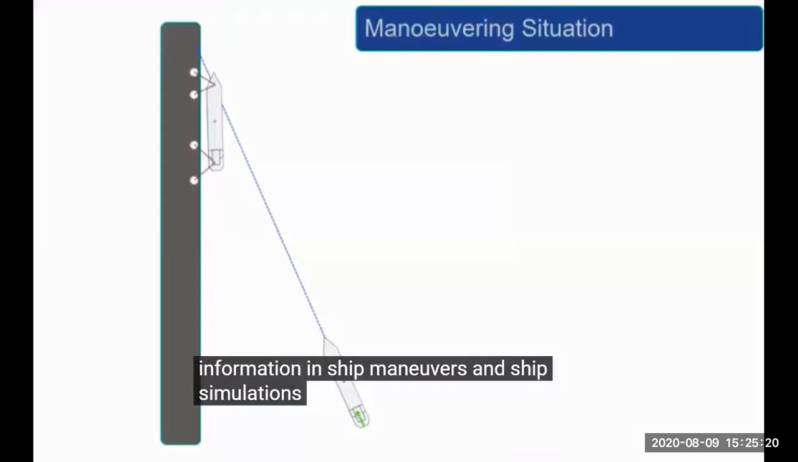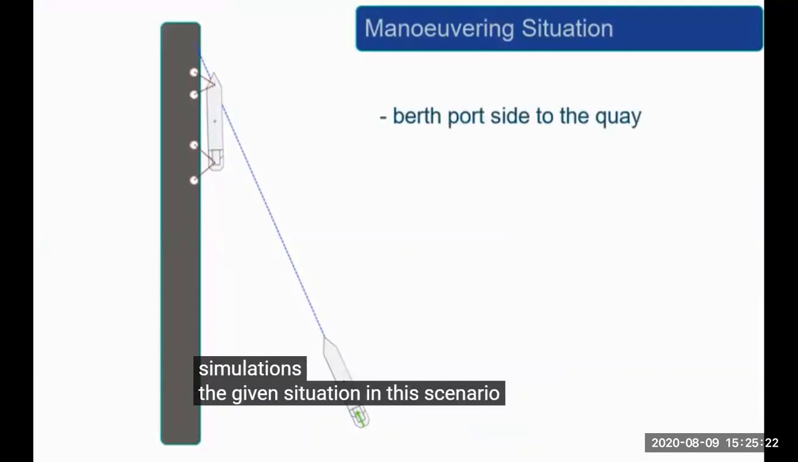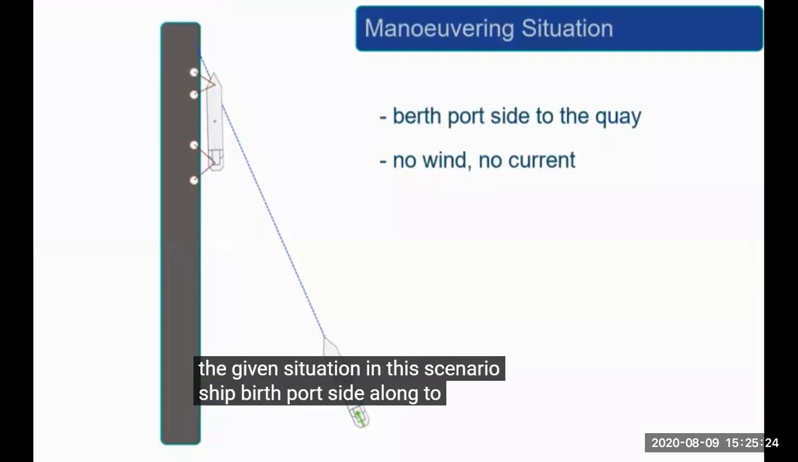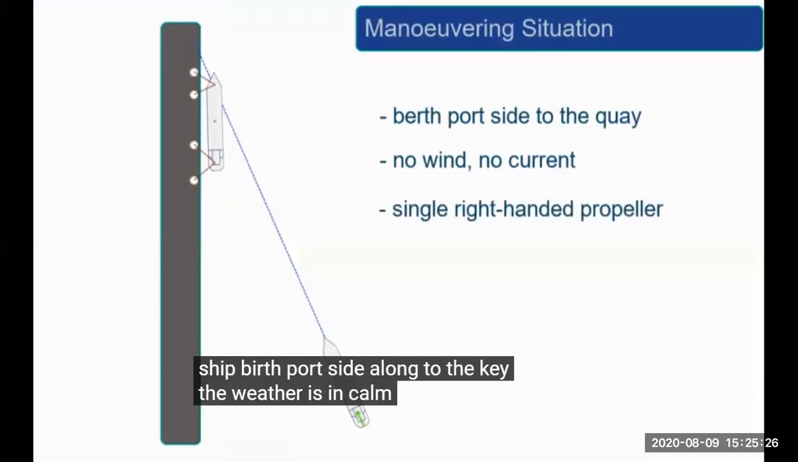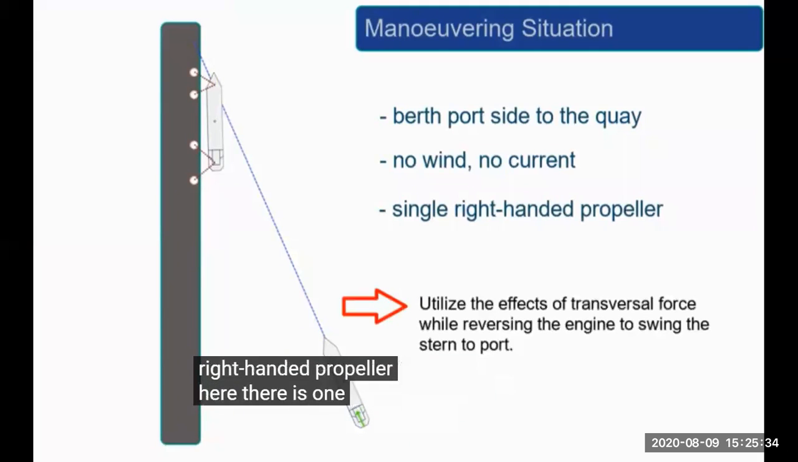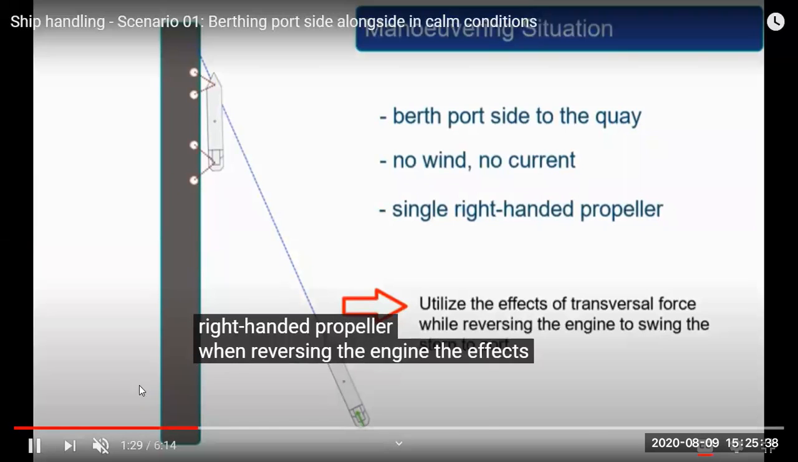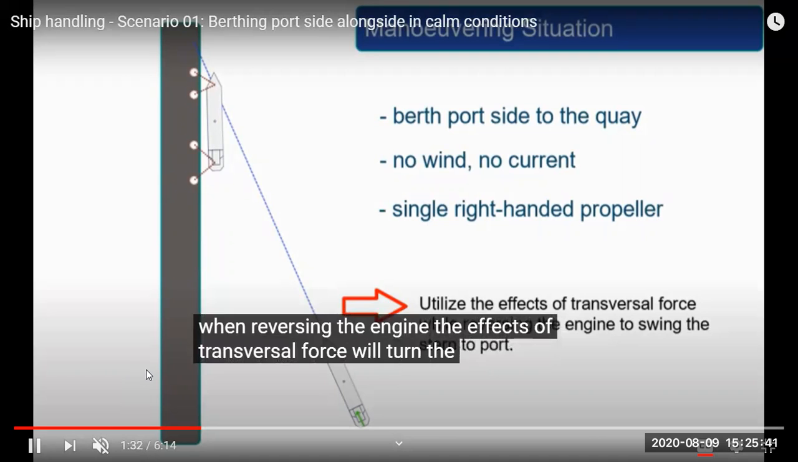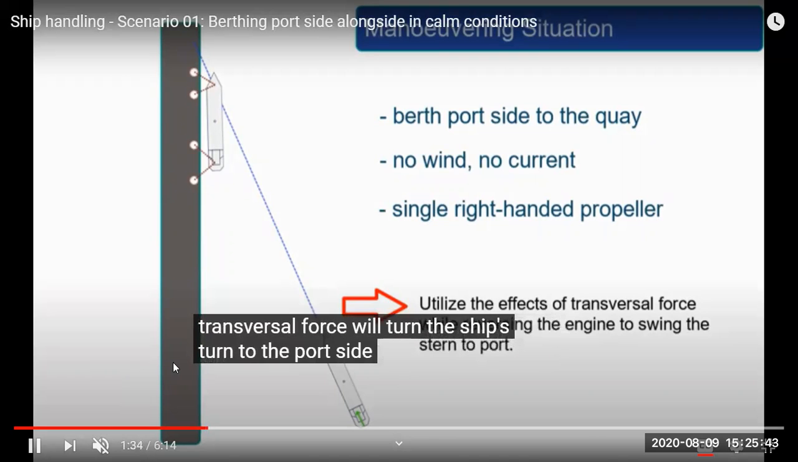So let's see the first condition here. This is a right-handed propeller ship, which is approaching a berth on the port side. The condition is no wind, no current, and it's a single right-handed propeller. Now we will use the transverse force effect, the transfer thrust effect, while reversing the engine to swing the stern to port.